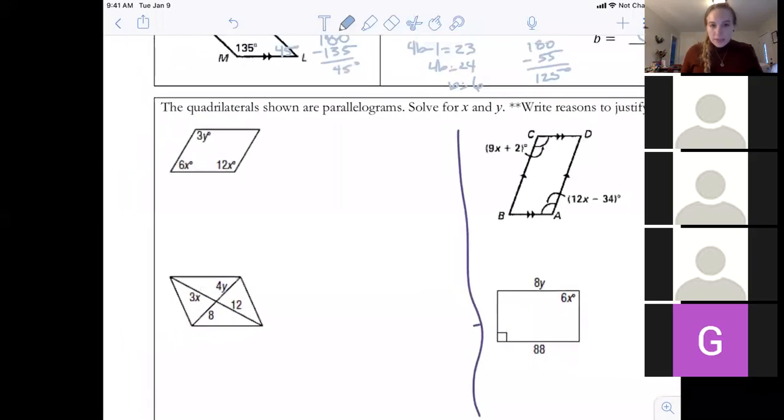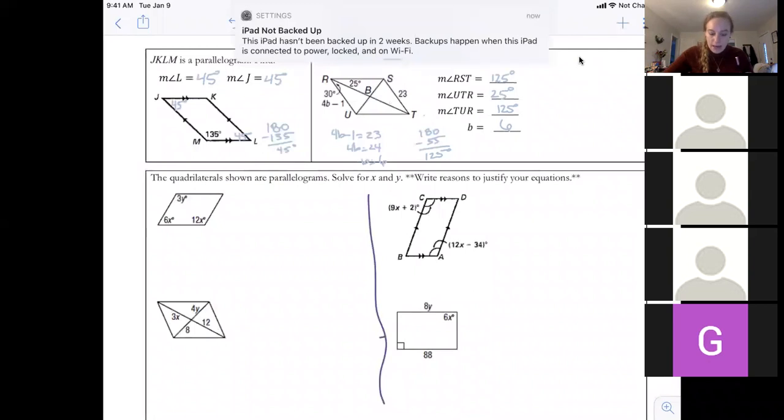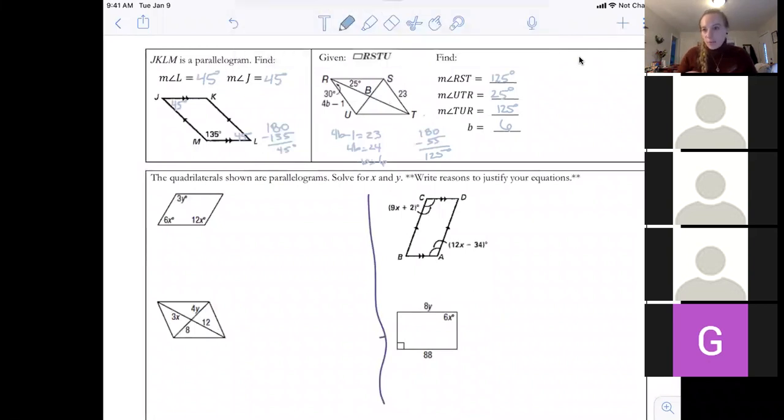So we are on our 6-2 notes. We decided that we did the first two above this, but we haven't done any more practice since then. We're just going to finish this.